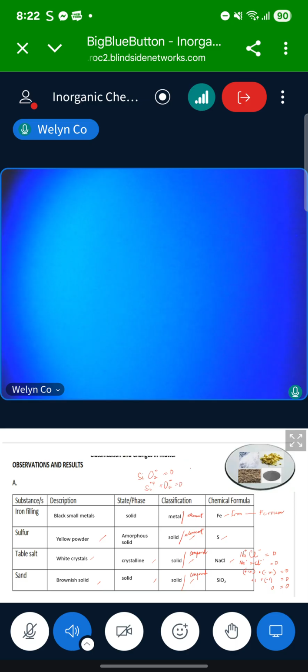So, silicon, we have the charge of positive 4 with 1 atom times 1. Plus your oxygen, negative 2 ang charge, ang subscript ay 2 equals 0. So, positive 4 plus negative 4 equals 0. 0 equals 0. Okay, so na-prove ko yan mga bata ha.